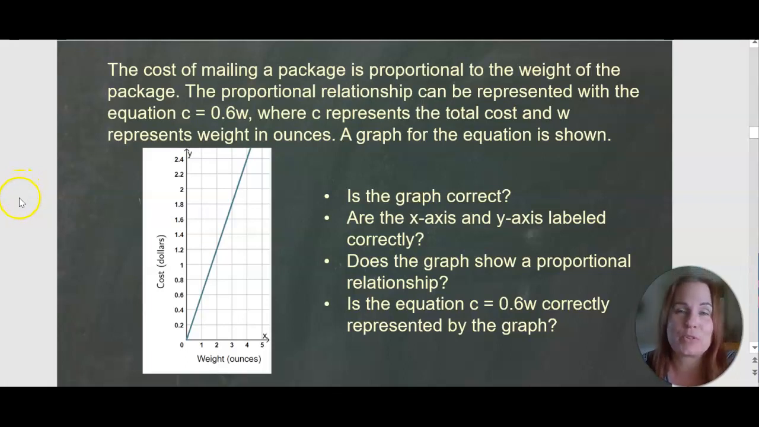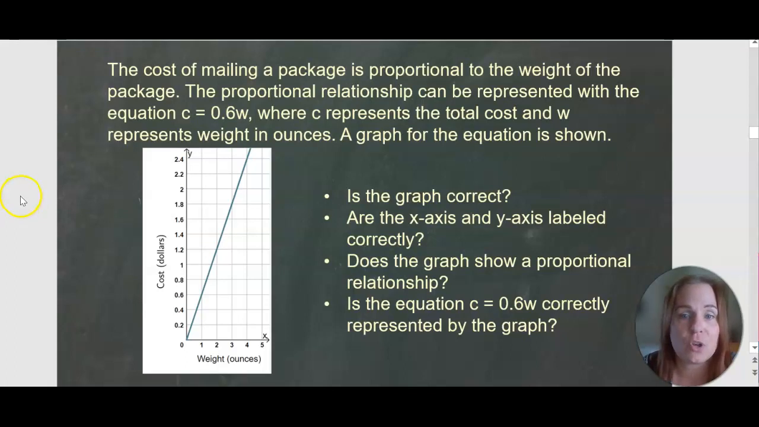Let's see what these proportional relationships look like in a graph. The cost of mailing a package is proportional to the weight of the package. The proportional relationship can be represented with the equation C equals 0.6 W, where C represents the cost and W is the weight in ounces. A graph for the equation is shown below. So the first question is, is the graph correct?